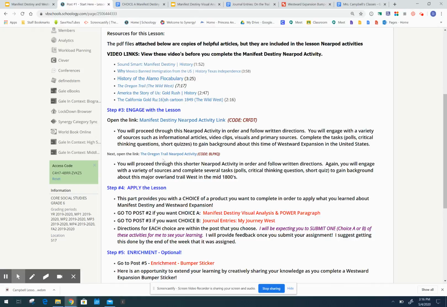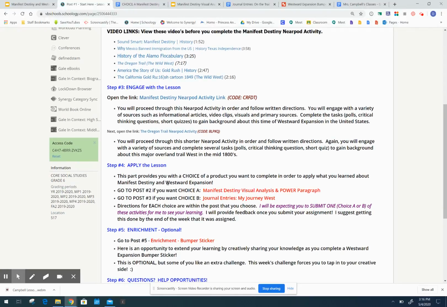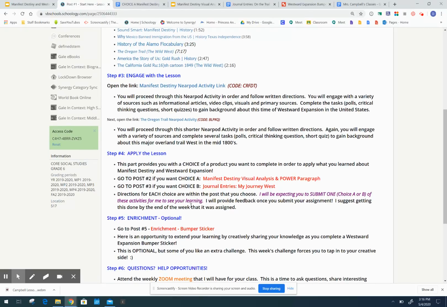The other one is a little bit shorter, but it will focus on just the importance of the Oregon Trail and the people who went on that trail. So that's going to be gaining your background information. Step 4 is applying what you've learned. And again, you're going to be given 2 choices this week.